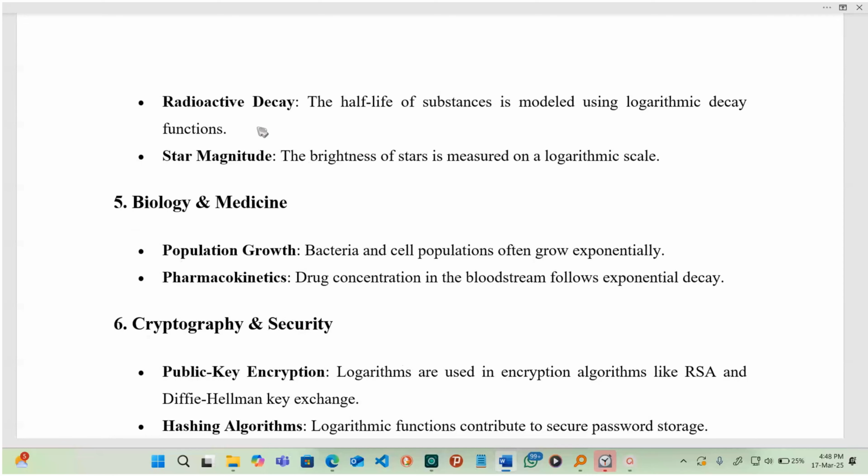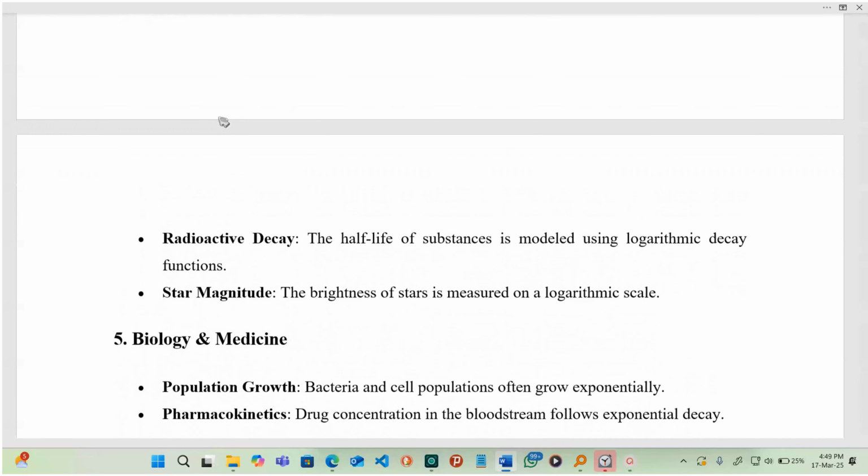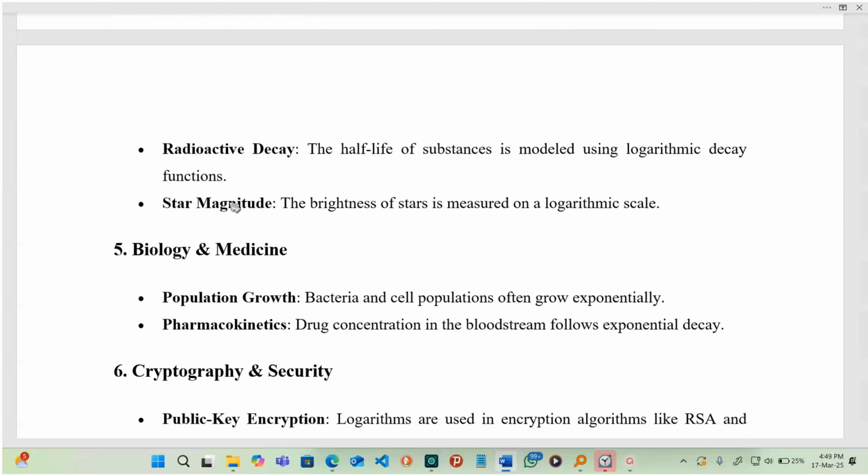In physics and astronomy, we apply logarithms in radioactive decay. So you find that the half-life of substances is modeled using logarithmic decay functions. And therefore, you need to understand the rules of logarithms and indices for you to do modeling, especially when you're talking about radioactive decay. Then star magnitude, the brightness of stars is measured on a logarithmic scale.